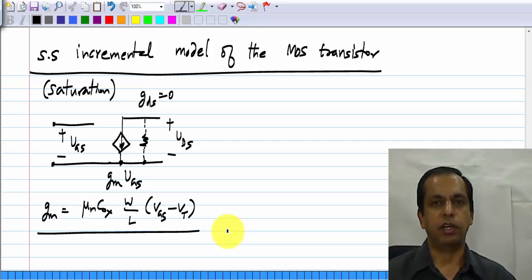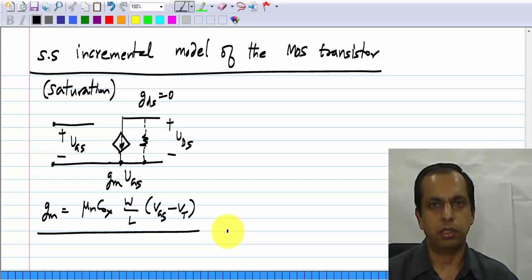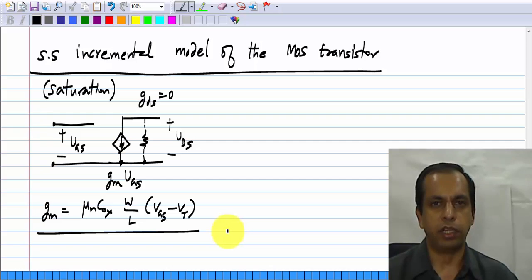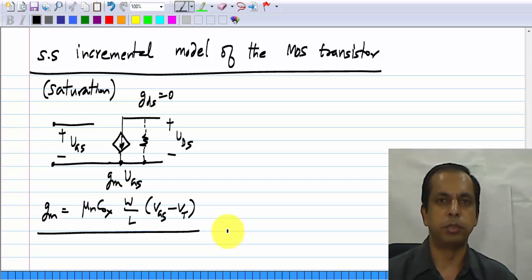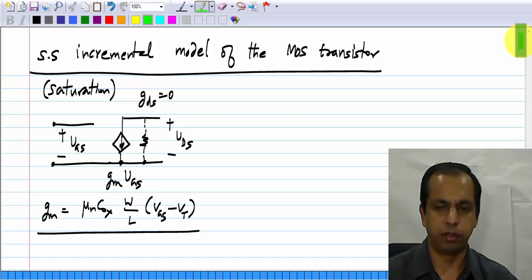So, if you have a certain load resistance and if you want to obtain a certain gain, you know how to calculate the value of GM, and then from that you can figure out what operating point the transistor must be set. We will come to the amplifier example later. Now, let us look at the small signal incremental model in the triode region or the linear region.